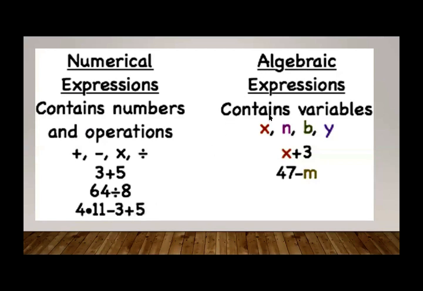Whereas an algebraic expression contains variables. It means beside numbers, variables are there, and they are making the algebraic expression. For variables we have x, b and y. They are separately representing an algebraic expression, and also with numbers. When we write x plus 3, it is also an algebraic expression. 47 minus m is the second expression. So we have a clear understanding that for an algebraic expression we need variables, constants and coefficients with fundamental operations.